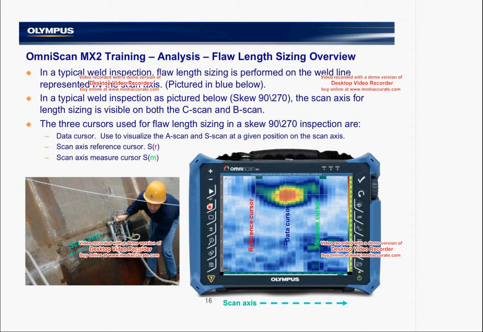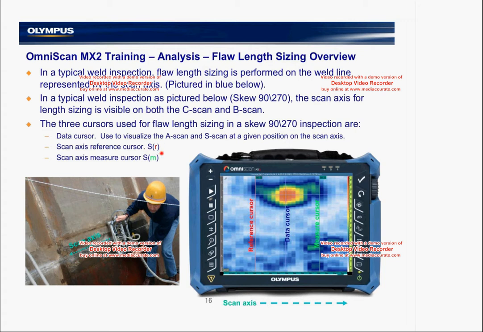So as the scanner is moved on the component, we are populating the display on the scan axis. Every 1 millimeter of scanner travel here represents 1 millimeter on the C-scan display. So we're going to use 3 cursors. The data cursor is where we're going to read our statistics at the top of the MX2 and where we will associate the A-scan for that particular indication.